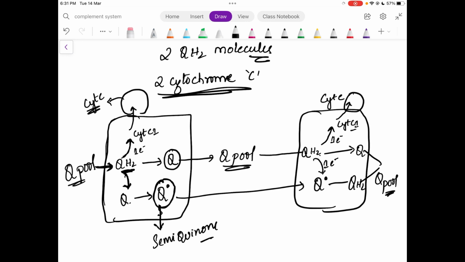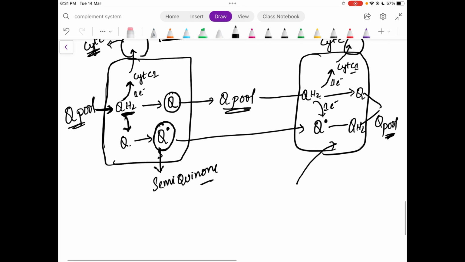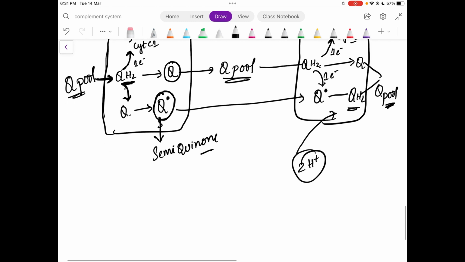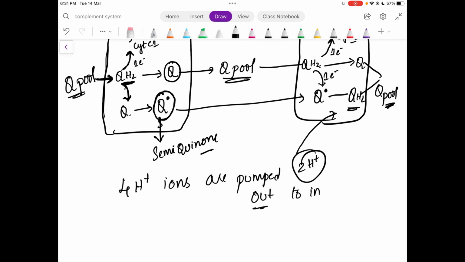Okay, so in complex 3 you require two QH2 molecules and two cytochrome C. From the matrix, two H plus ions are transported and they will join with Q. Due to this electron gradient, 4 H plus ions are pumped out to the intermembrane space.